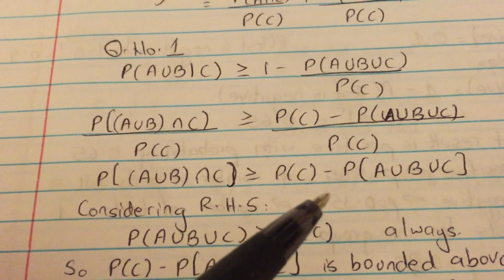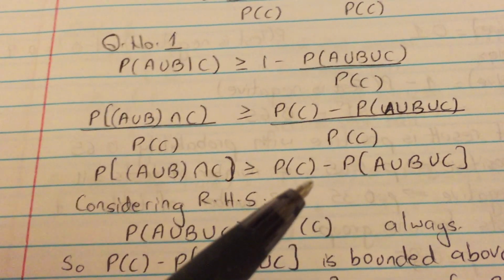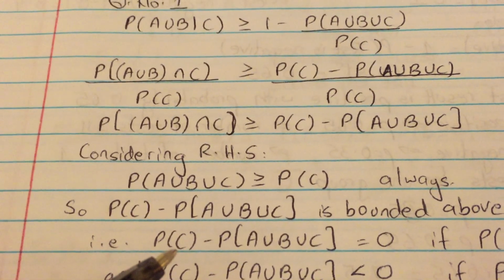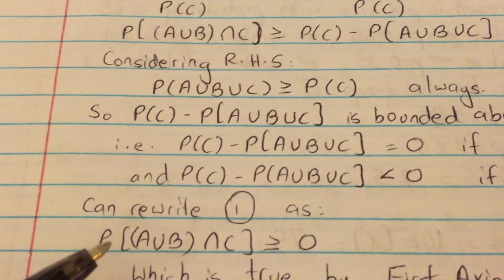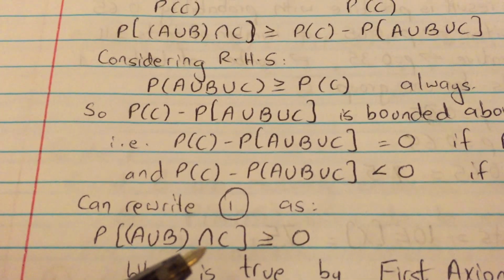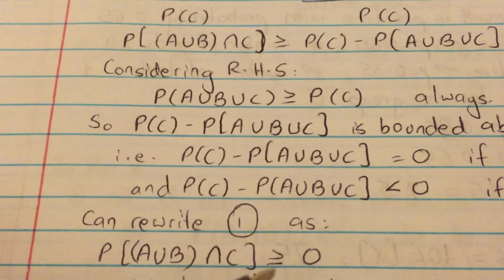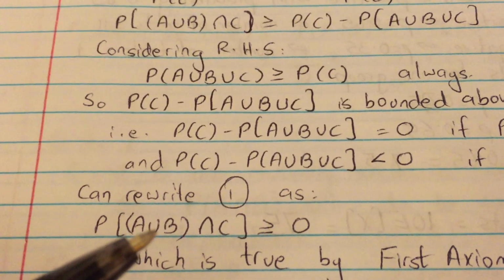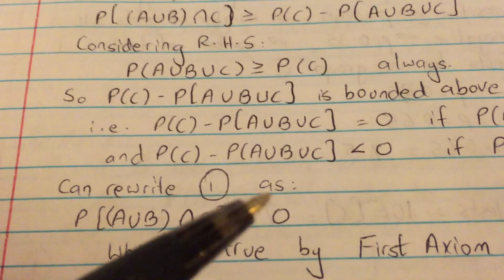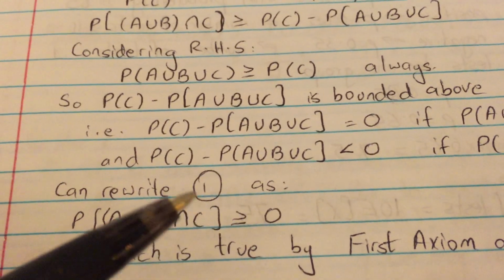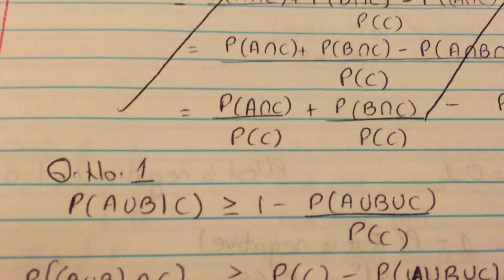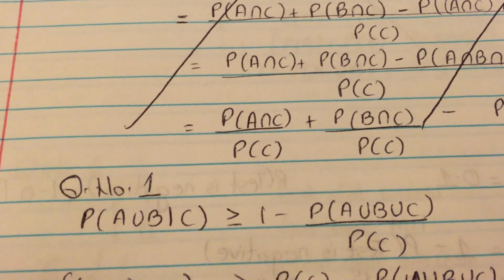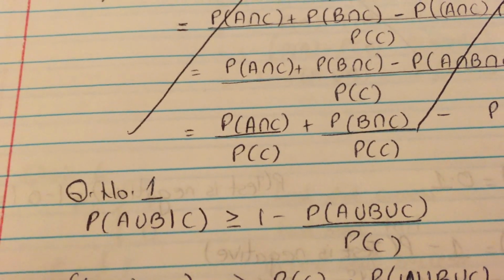As its maximum value is 0, we can replace the right hand side by writing 0, and we can rewrite this inequality as probability of A union B intersection C is greater than or equal to 0. And this obviously is true by the first axiom of probability, which states that the probability of any set should be greater than or equal to 0. So hence, we have proved that the statement given in the question, that probability of A union B given C is greater than or equal to 1 minus probability of A union B union C divided by probability of C, is true.